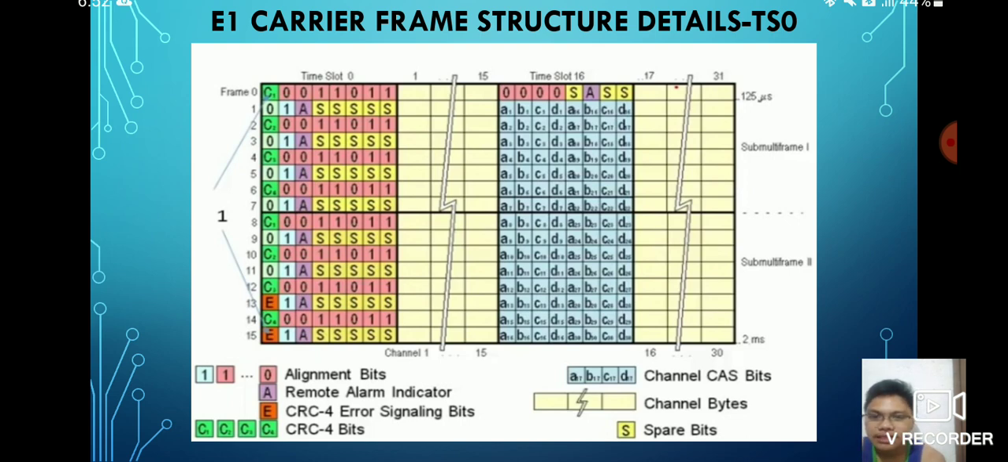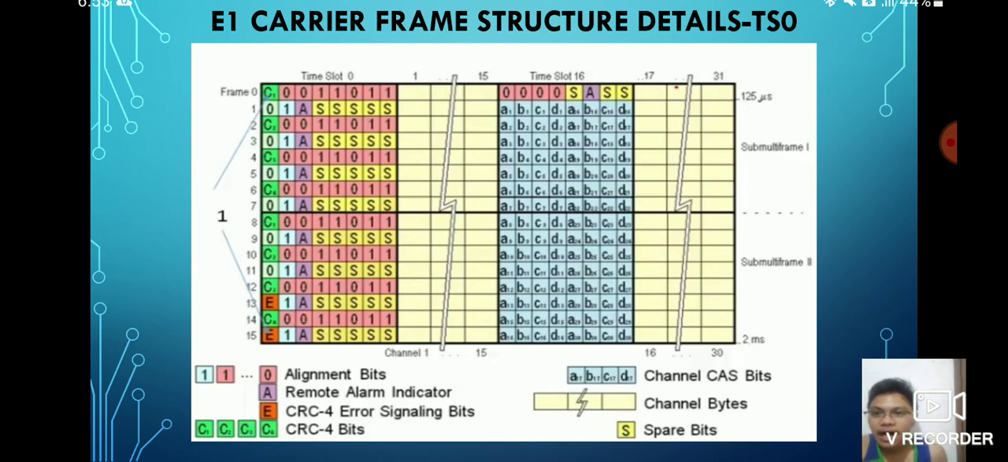Another thing is the channel CAS bits, which correspond to the blue with the letters in the box. Then we have the channel bytes, the yellow with the spark symbol. And the last is the letter S with the yellow color. It is called the spare bits.